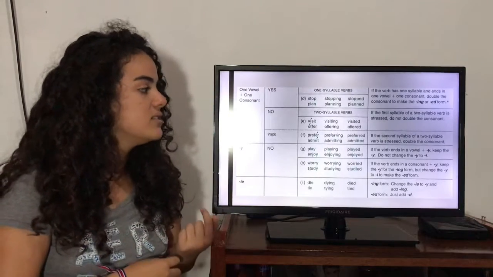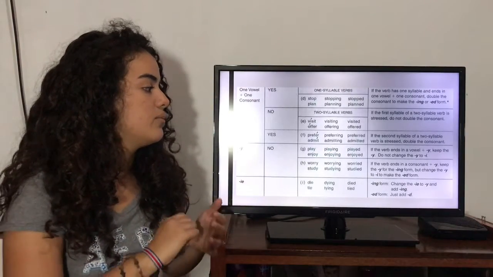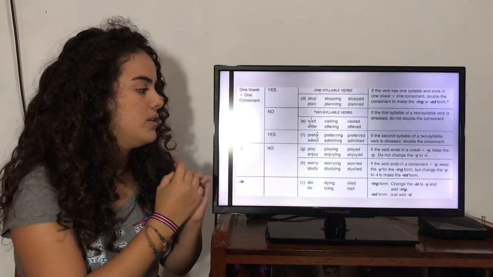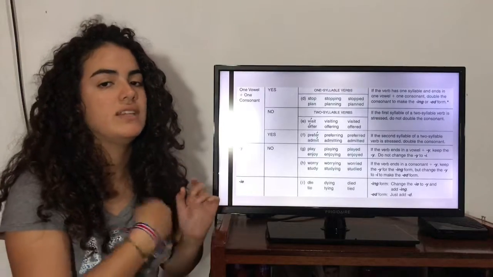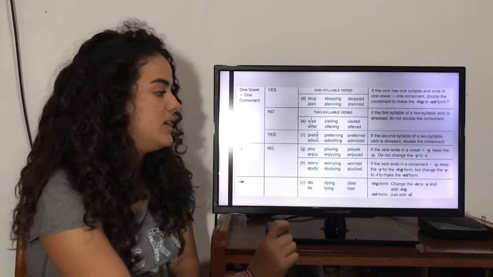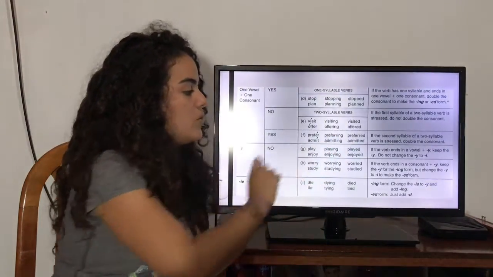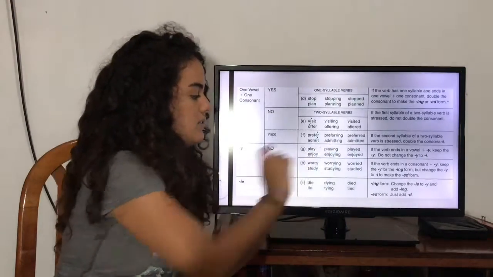And when it has to be with double consonant, like prefer, the accent is at the end, so we need to double the consonant at the end of the verb. Preferring, double r, or admit, double t.